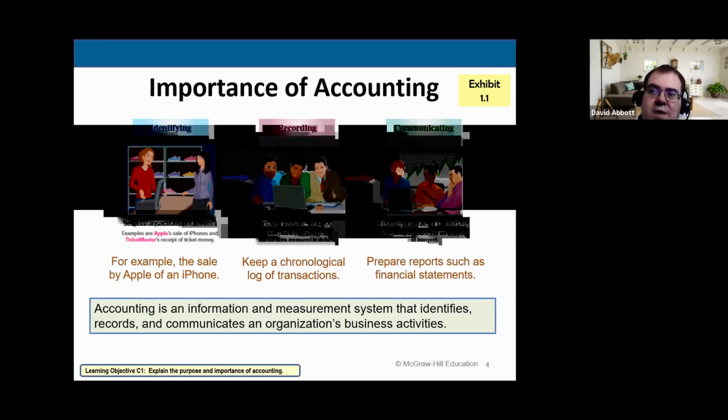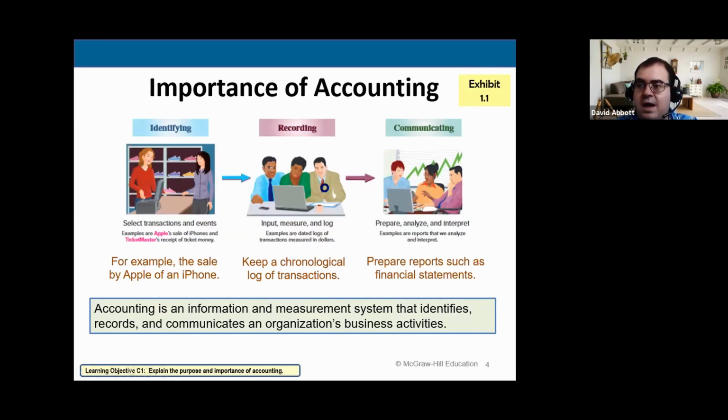So, the importance of accounting. You identify what's happening in a business, then you record the actual transaction, and then you use accounting to communicate by preparing financial reports and different kinds of statements. So accounting is an information and measurement system that identifies, records, and communicates an organization's business activities.